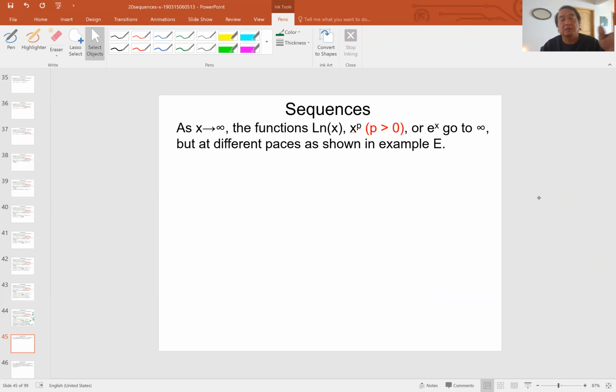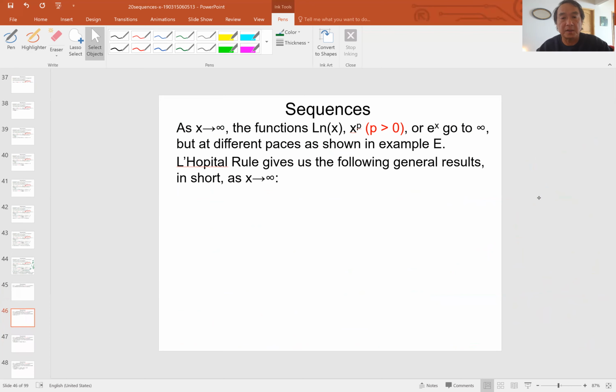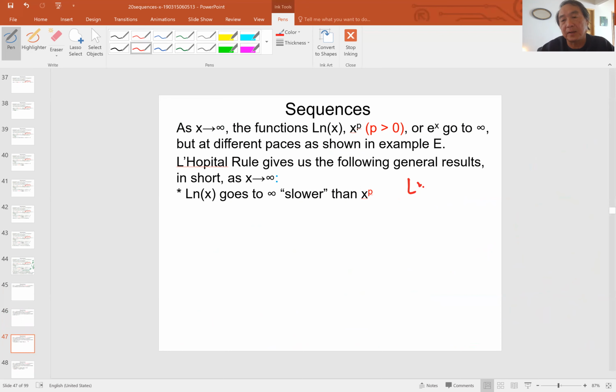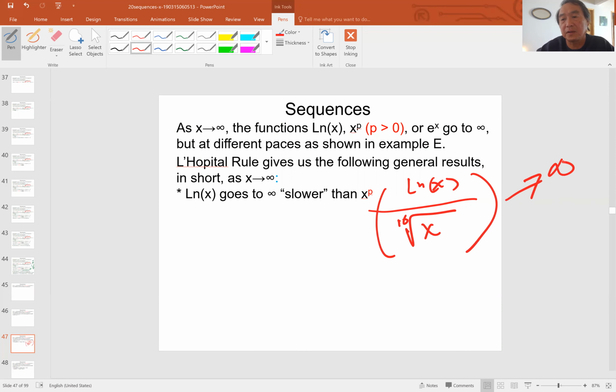In particular, the order of the speed, not the size, sorry, of the speed going to infinity is listed here. L of x goes slower than x to a power. In other words, if I put L and x like before, and say even x to the 1/10, that's a 10th root, okay? And these will go to infinity.